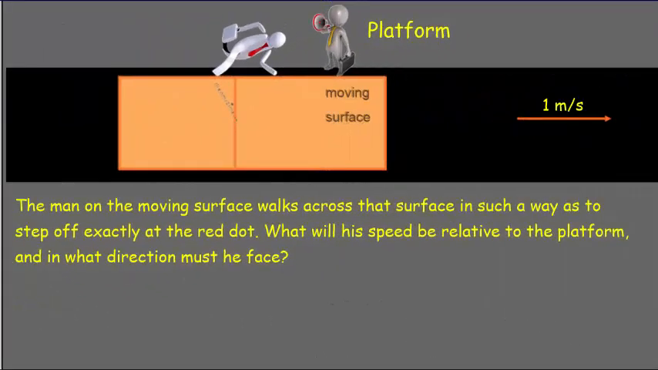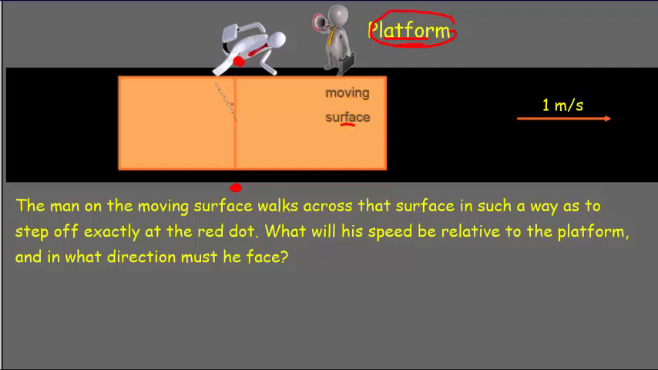Okay, let's do a little variation on our platform problem. So what we're going to do is slow down the platform to 1 meter per second. And so instead of having the man walk straight across this orange line so that he's moving directly across the moving surface, what we're going to do is have him walk directly across from the view of the platform. In other words, he would step on the moving surface at this dot and then step off at this dot. So he seems to be going in a straight line as seen from the platform.